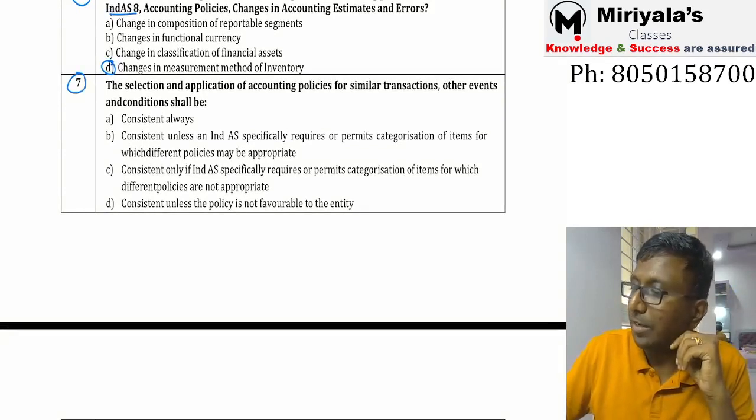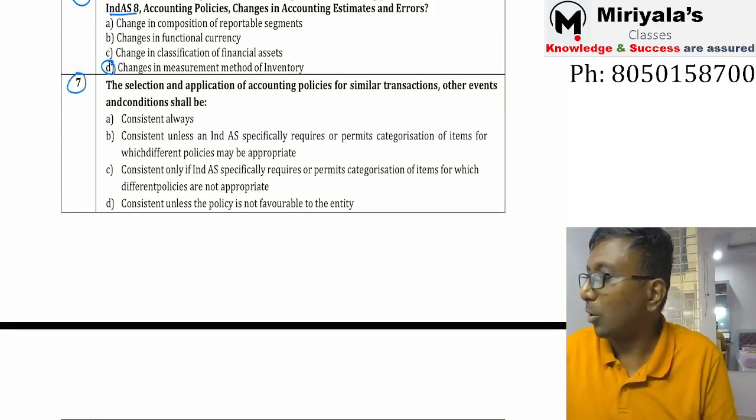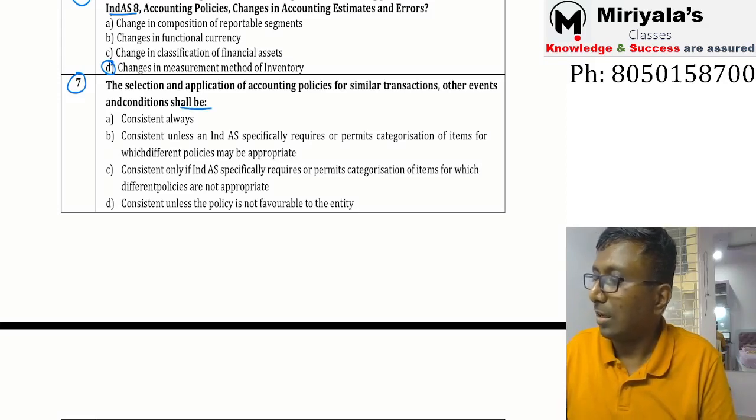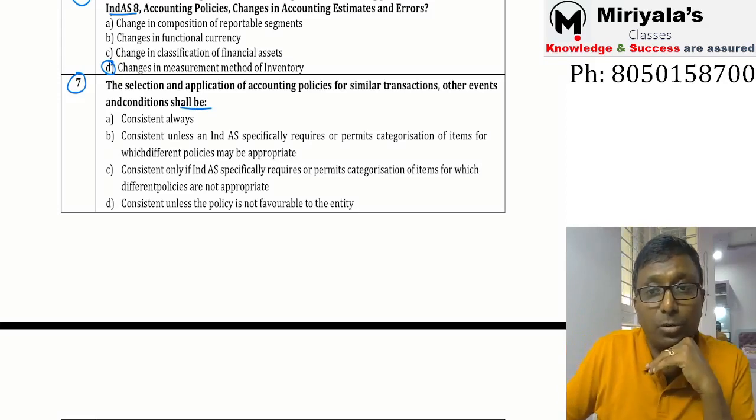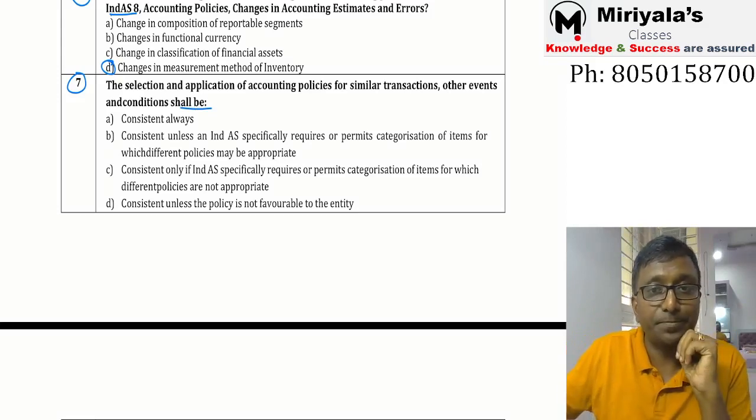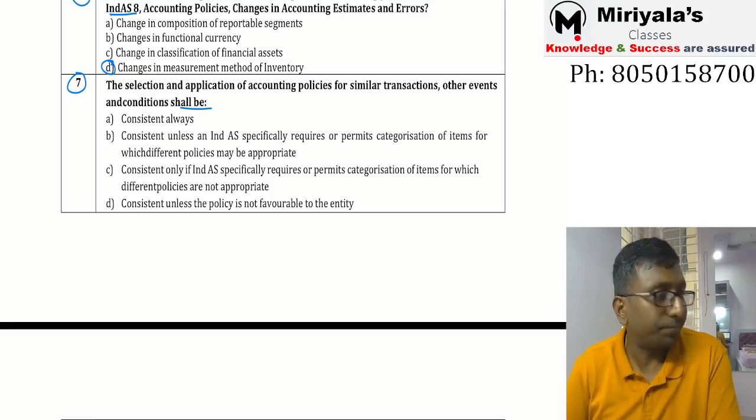Right. Look at the seventh bit, my dear. The selection and application of accounting policies for similar transactions, other events and conditions shall be. Right. Tell me, selection and application of accounting policies. Read through ABCD and try to answer.